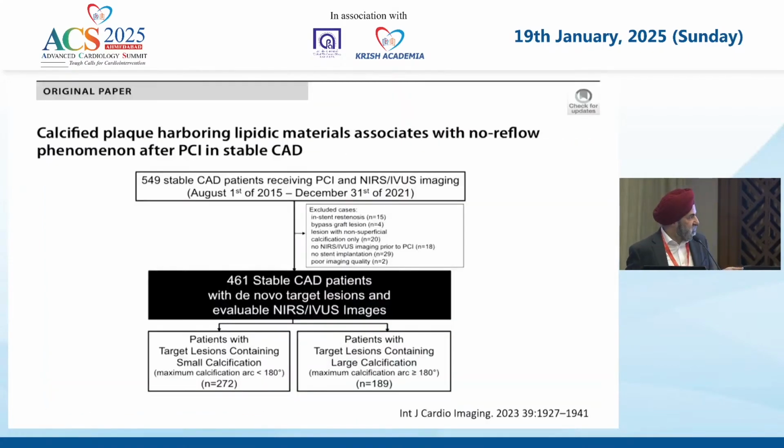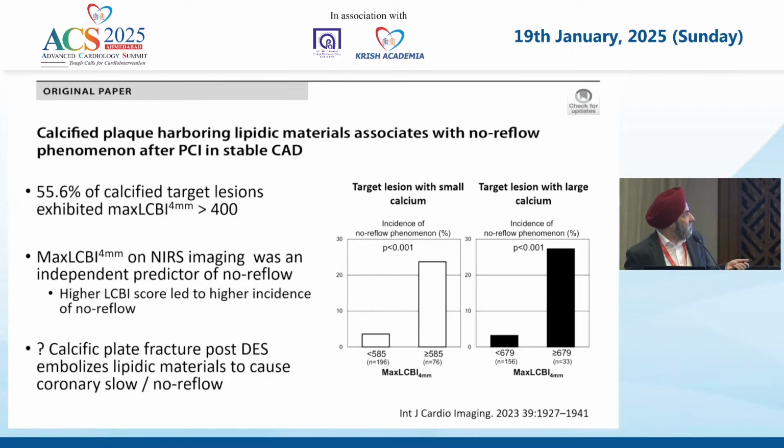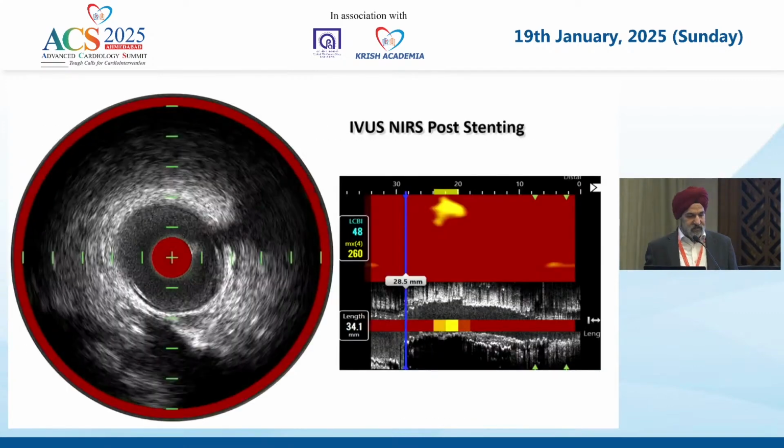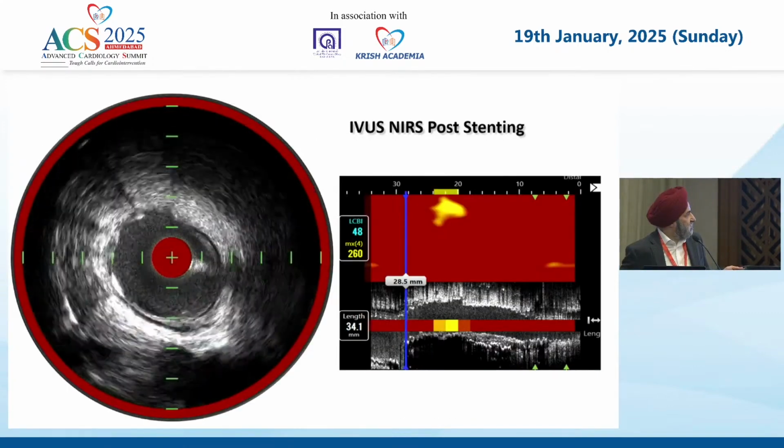Now, this has been studied in a small study where they divided the patients into two pools. That means those with the small calcific plaque and the large calcific plaque. They mention different cutoffs, but it's not uncommon to get slow flow in these patients. What is the reason for this? This probably could be distal embolization, redistribution, nobody knows. But if you have a high LCBI score, you should be prepared that there can be slow flow happening in these segments.